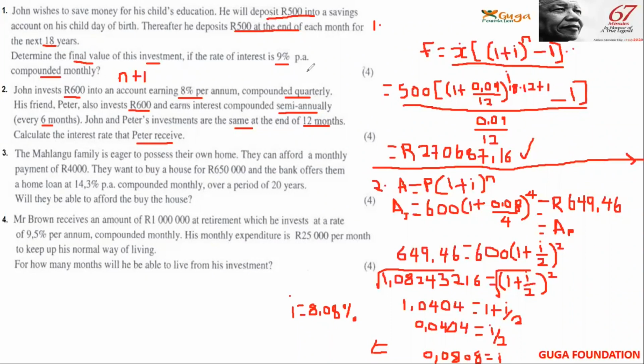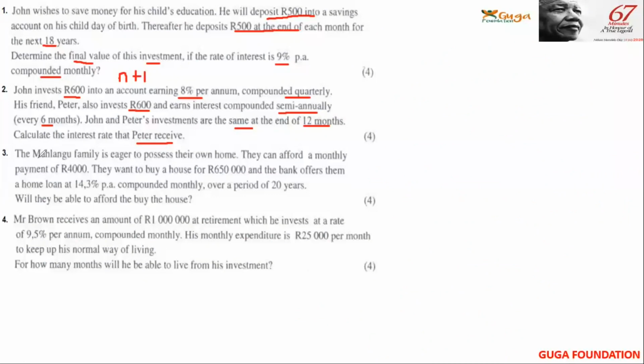Okay, now let me erase and go to the next question. So number 3, the Matlango family is eager to possess their own home. They can afford a monthly payment of 4,000. They want to buy a house for 650,000, and the bank offers them a home loan at 14.3% per annum compounded monthly over a period of 20 years. Will they be able to afford the house?